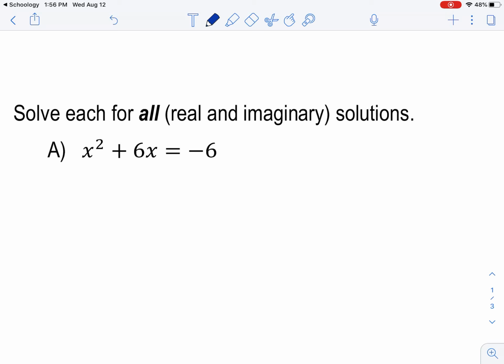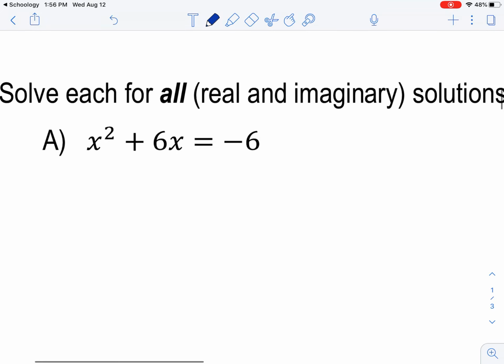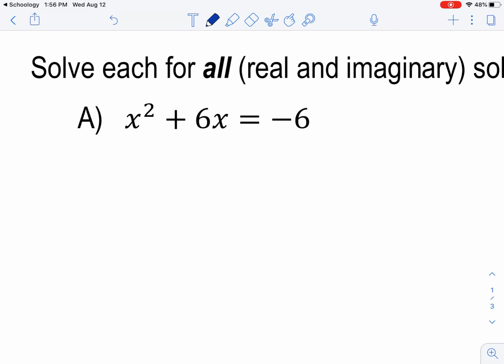All right, next is solve each. Okay, so we did this yesterday, or on the last notes. I shouldn't say yesterday, but on the last notes. Solve for all solutions, meaning real and imaginary. Okay? So first thing I need to ask myself when this is a quadratic. I know it's quadratic because there's an x squared. So I need to ask myself, can I solve by square rooting? So is there only an x squared? The answer to that is no.